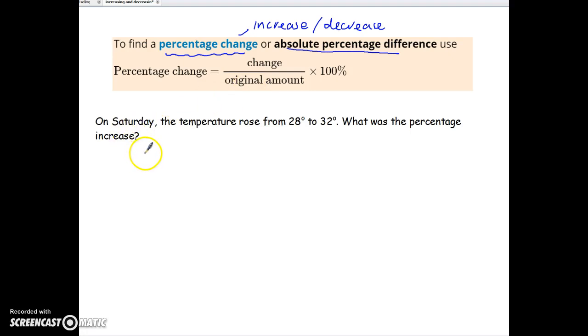On Saturday, the temperature rose from 28 to 32 degrees. What was the percentage increase? Okay, so it was 28, it's gone up to 32. So I've got a 4-degree increase.